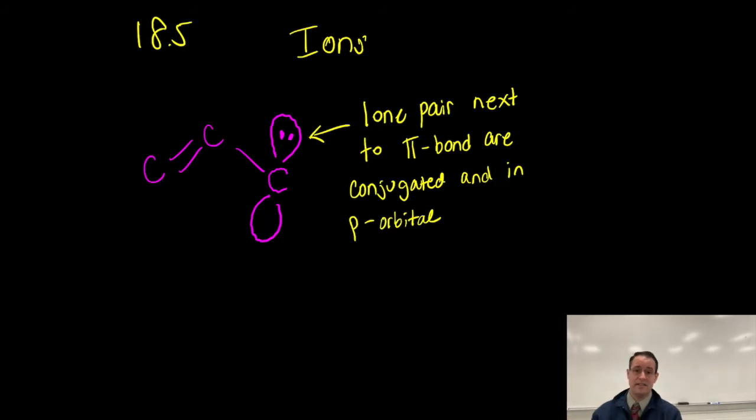Now, I rarely write anything out word for word, but this is very, very critical, okay? So when we look at structures, we're going to see lone pairs here and there, and we want to look next to it to see if there's a pi bond. If there's a pi bond next to that lone pair, it is going to be in a p orbital, okay?